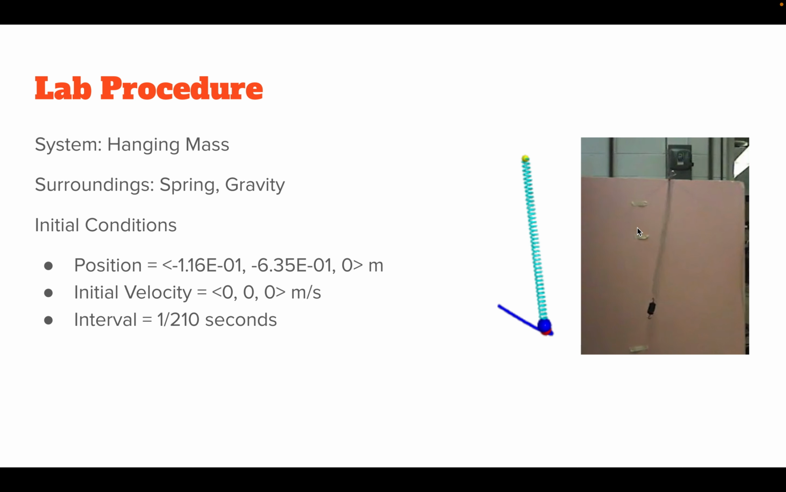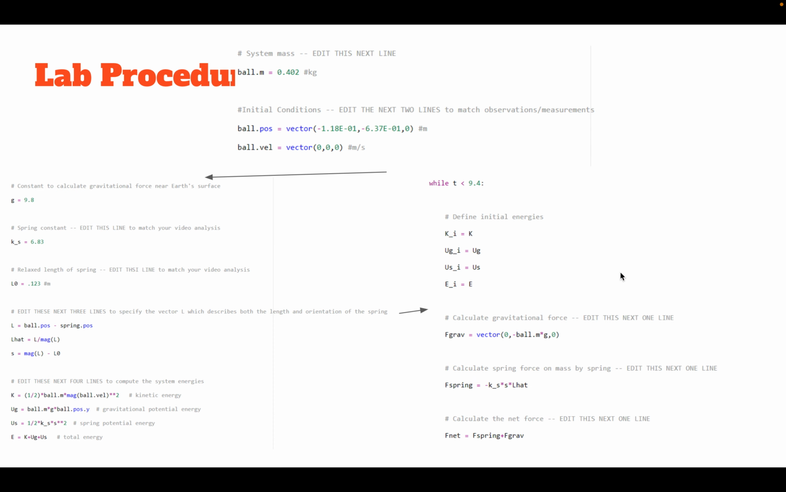So let's look at our lab procedures. We set up a hanging mass with initial conditions for position, velocity, and time interval. We recorded the x and y position and exported it into GlowScript to model the system computationally. This allowed us to track the energy changes precisely. We also listed the initial conditions, and the system is the hanging mass and the surroundings are the spring and the gravity.